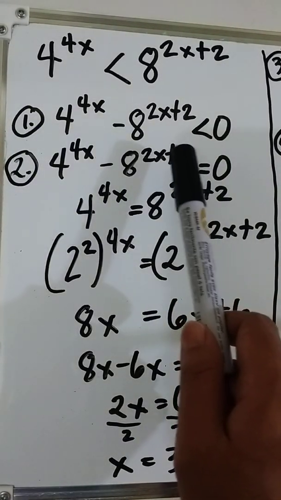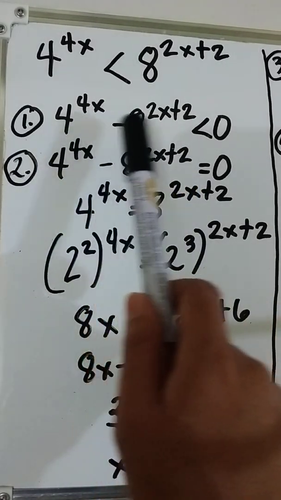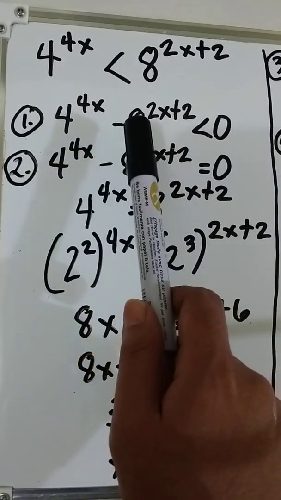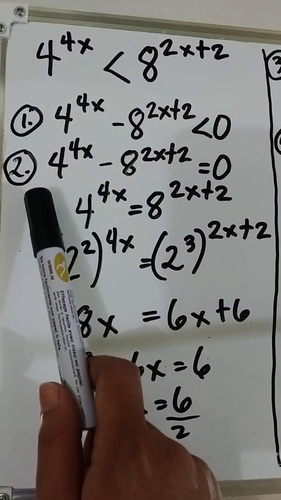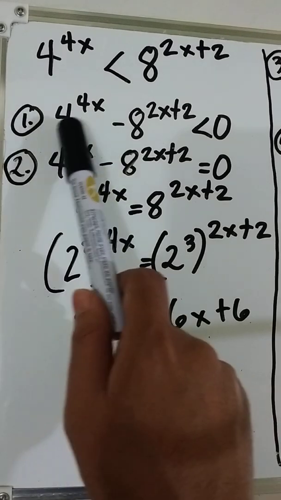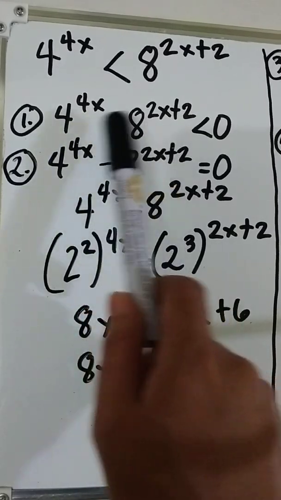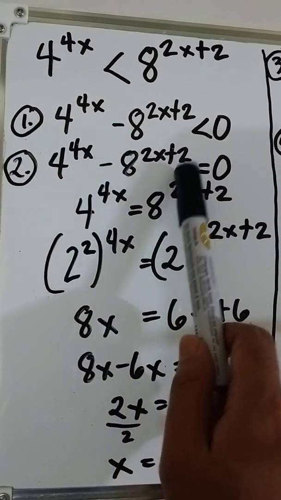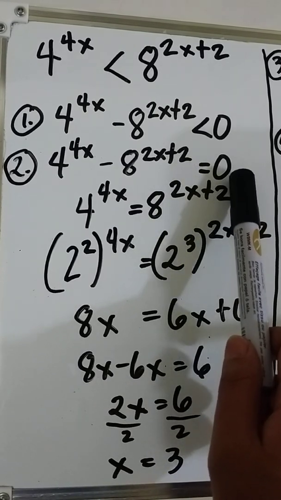Here, we are able to identify the function, which is the expression on the left side. This will be our function that we will use in step 4. Step number 2, you have to find the zero or the critical number of the function. So in this case, find the zeros of the expression on the left side. We have 4 raised to 4x minus 8 raised to 2x plus 2, that is the function, equal to 0, to identify the zero or the critical value.